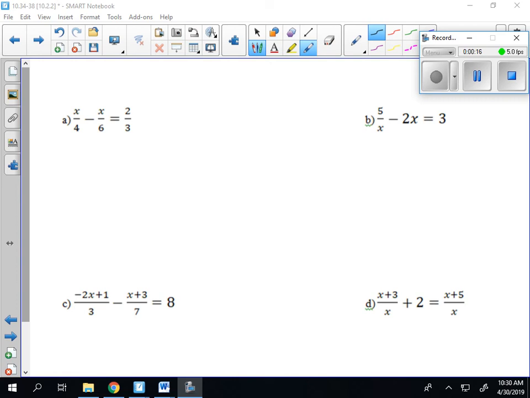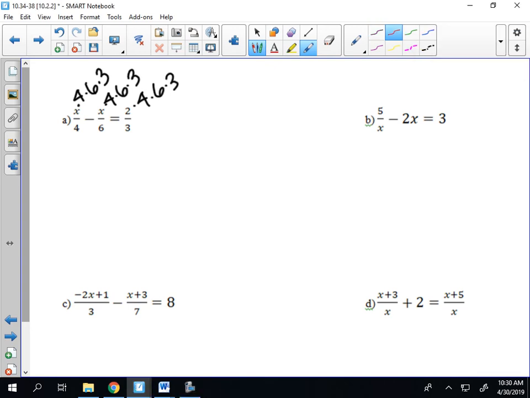with this video. So letter A, I see that I'm going to have to multiply each part by 4 and 6 and 3. So I'm going to write it all out first and then cross out any pairs that I can. Okay, so 4 divided by 4 will cancel because that equals 1. 6 divided by 6 will cancel, and 3 divided by 3.